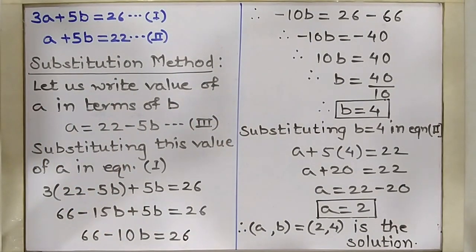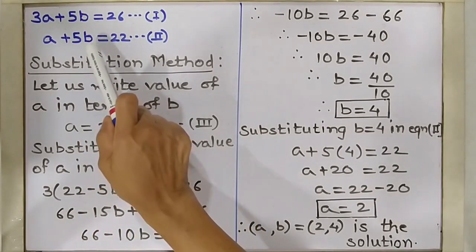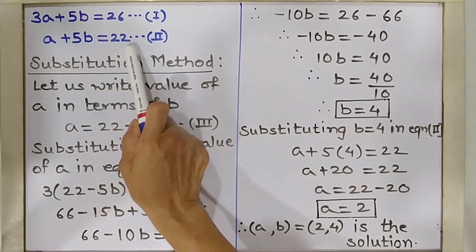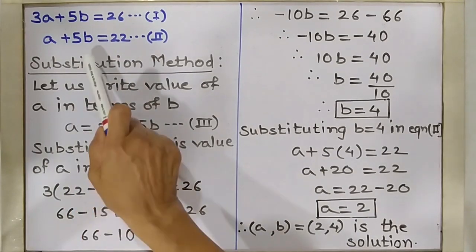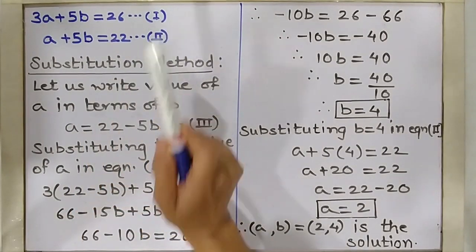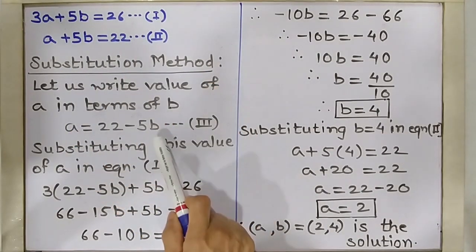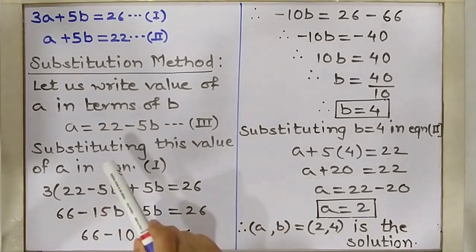Let's see how to do this. Let us write the value of a in terms of b as I told you. My equation is a plus 5b is equal to 22. I'll keep a on one side, I'll shift 5b to the other side. So this becomes a is equal to 22 minus 5b. I'll number this as equation 3.